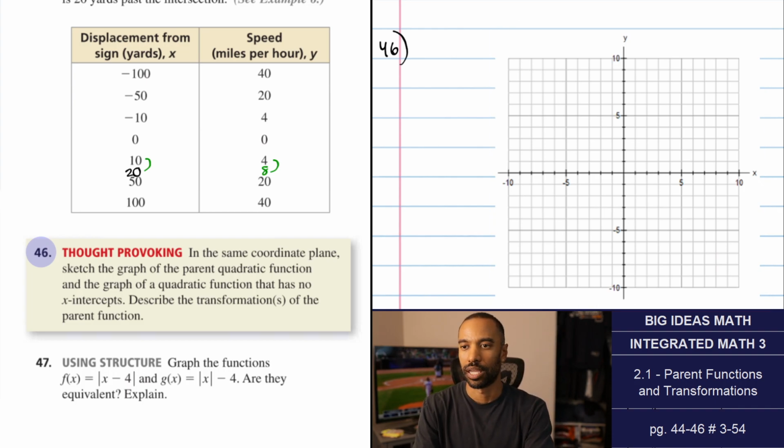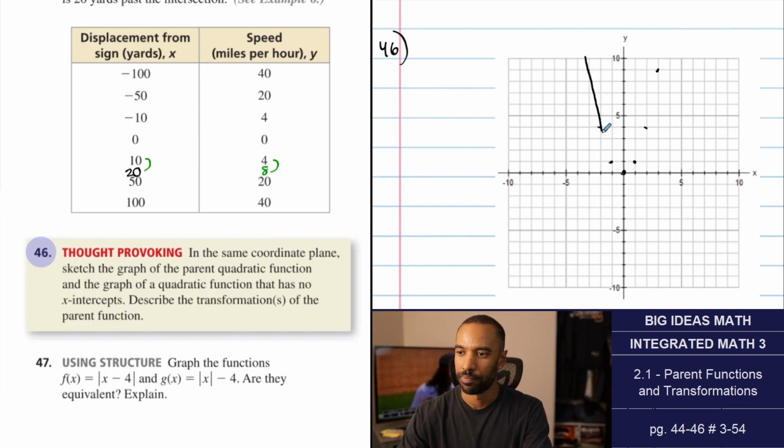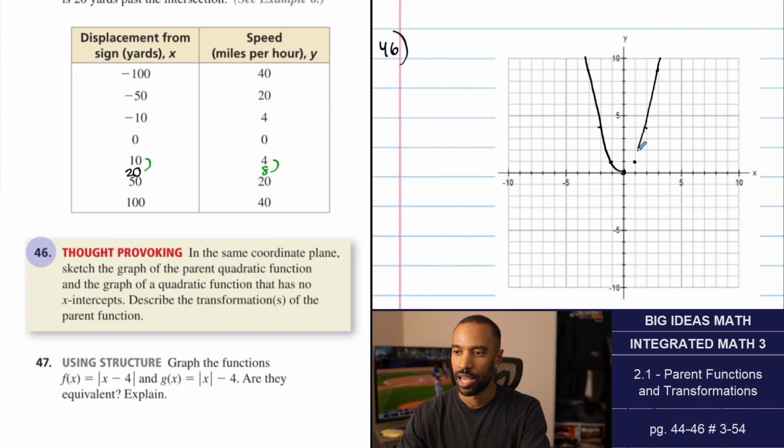So, can I just take my old... That's okay. I'll redraw the parent function. So parent function: 1, 1; 2, 4; 3, 9; negative 1, 1; negative 2, 4; negative 3, 9. Boom. So here's my parent function. Now I can do a lot of different things with this. I don't know if you're ready for some of those things.